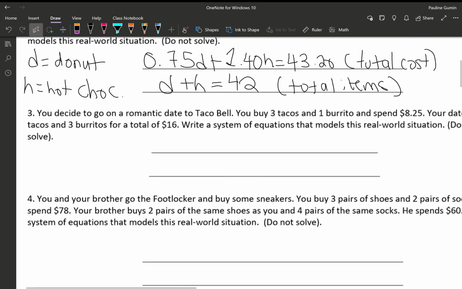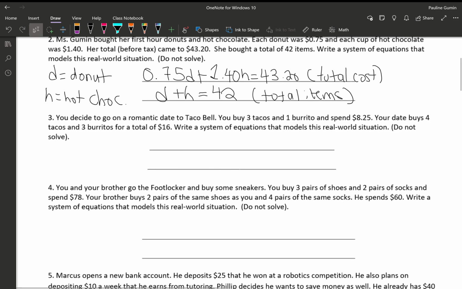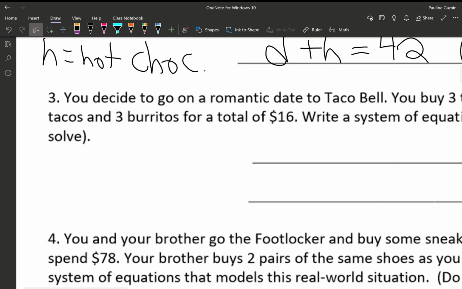Right? Number 3. You decide to go on a very romantic date to Taco Bell. You buy 3 tacos and 1 burrito and end up spending $8.25. Your date buys you 4 tacos and 3 burritos for a total of $16. Let's write a system. Okay, so first of all, we don't know the cost of our tacos. We also don't know the cost of our burrito.